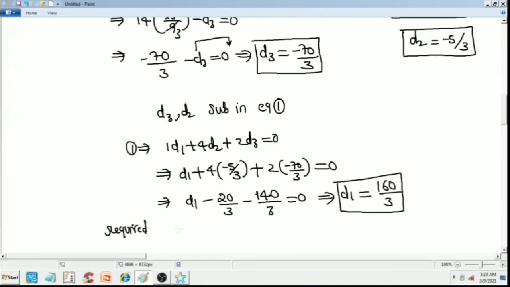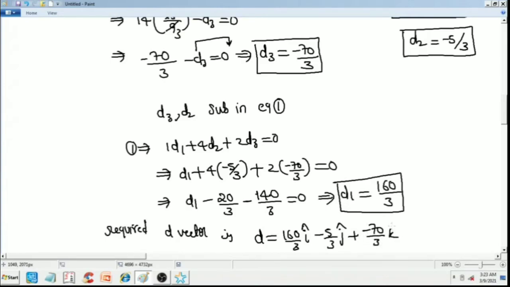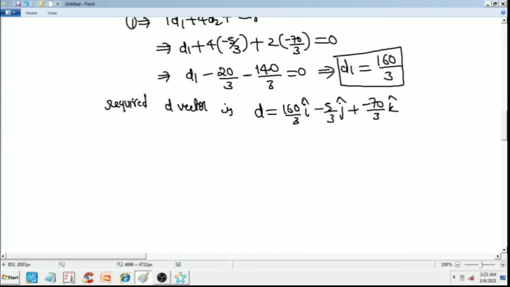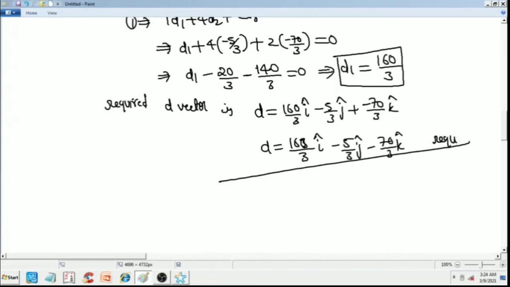The required d vector is d equals d1 i, 160 by 3 into i bar, plus d2, minus 5 by 3 into j bar, plus d3 k bar, minus 70 by 3 into k bar. So that's all. This is the solution: 160 by 3 i bar minus 5 by 3 j bar minus 70 by 3 k bar. This is the required solution.